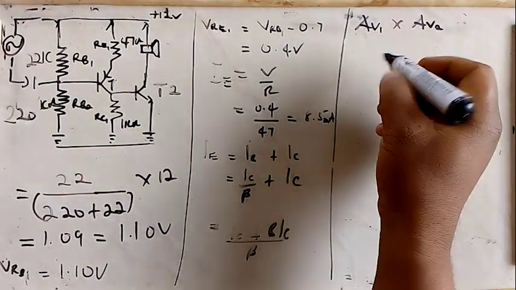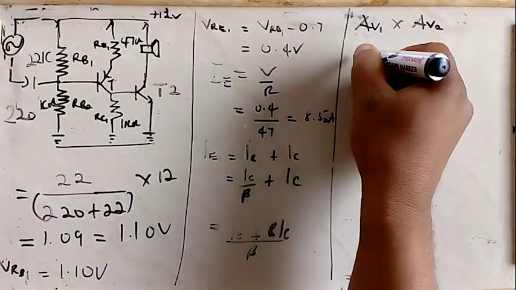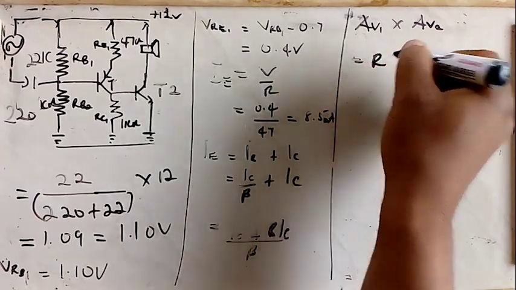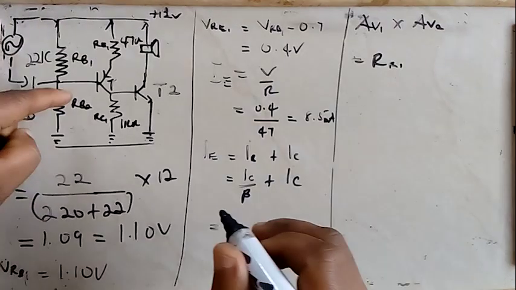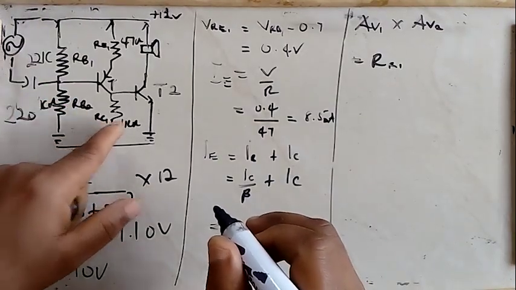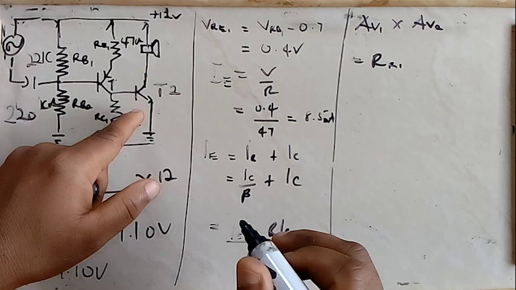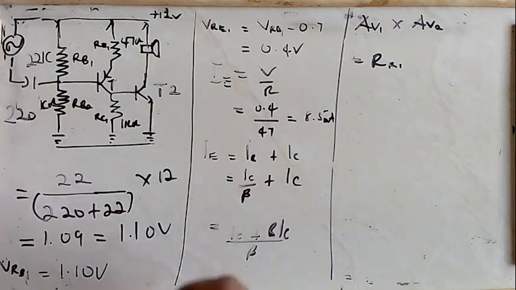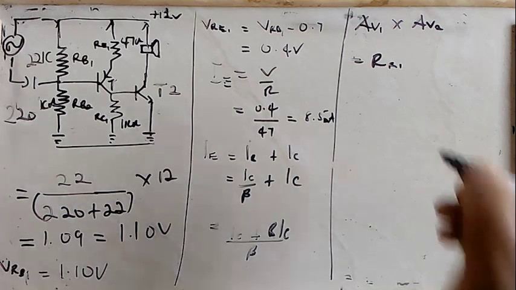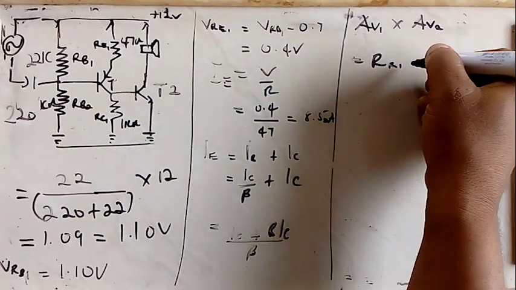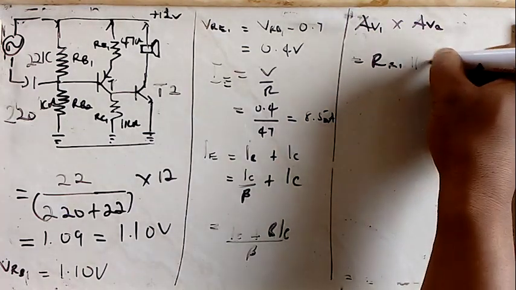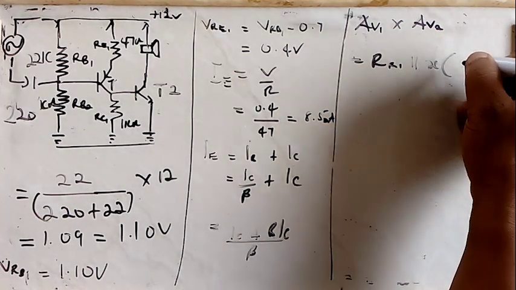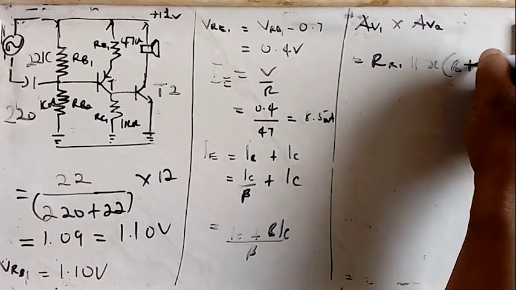The voltage gain of the first stage of the common emitter amplifier is like this. We have RC1 here. You notice that this RC1 is loaded by the base emitter junction of the second transistor T2. So it is in parallel with RE multiplied by beta plus 1.